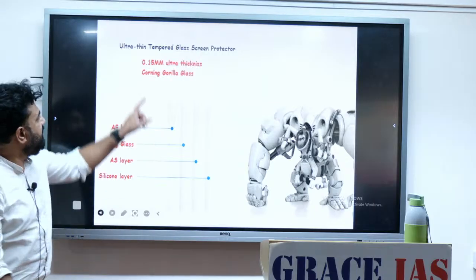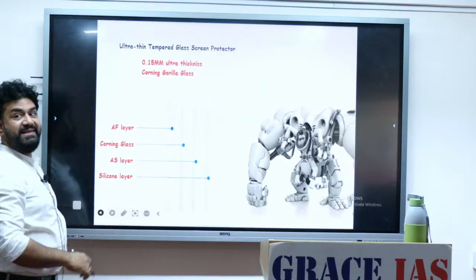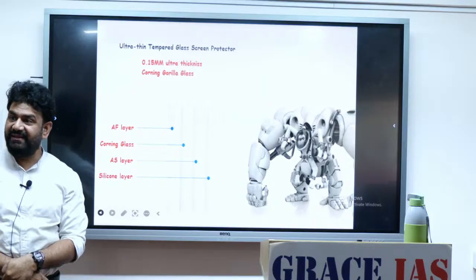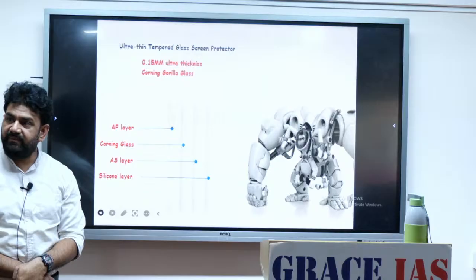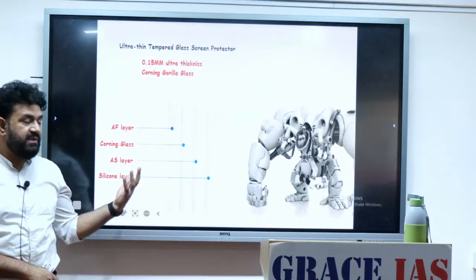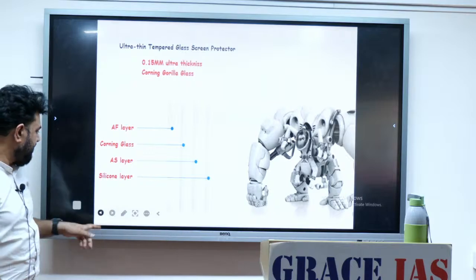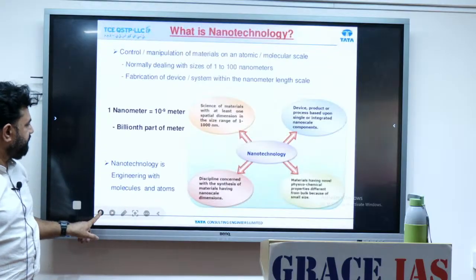Now that was based on what? It's Corning Gorilla Glass. These layers were asked as a question. Can you imagine that? These layers, the nano coating. This was a question. So I just added all the previous things in the form of slides, and of course we have a lot of applications here.